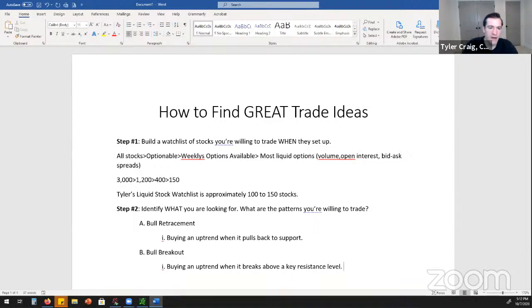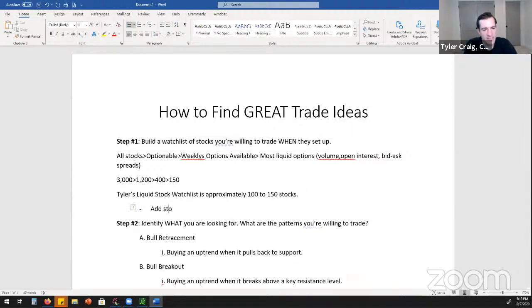Now, let me back up a step. My watch list does not change that often. I would add stocks when we have IPOs. When there's an IPO and it's a popular stock, and they get listed options and they're liquid, I add it to my list. Like recently I added Snow to the list. Neo is one recently that I've added. Peloton is a recent public company. Those are ones that probably weren't on my list 3, 4, 5 years ago.